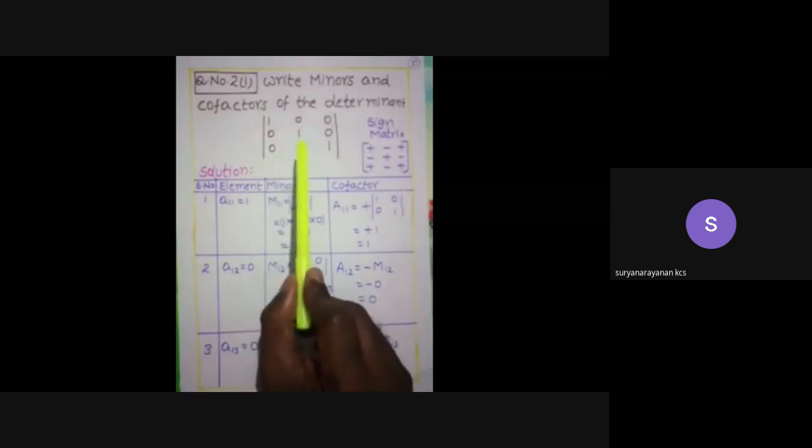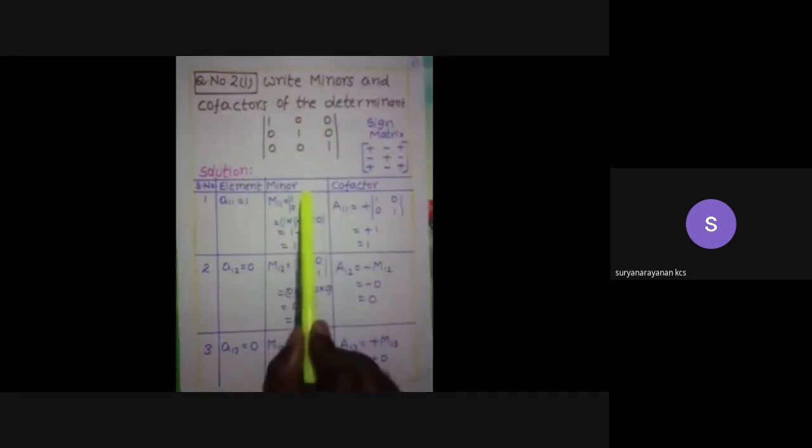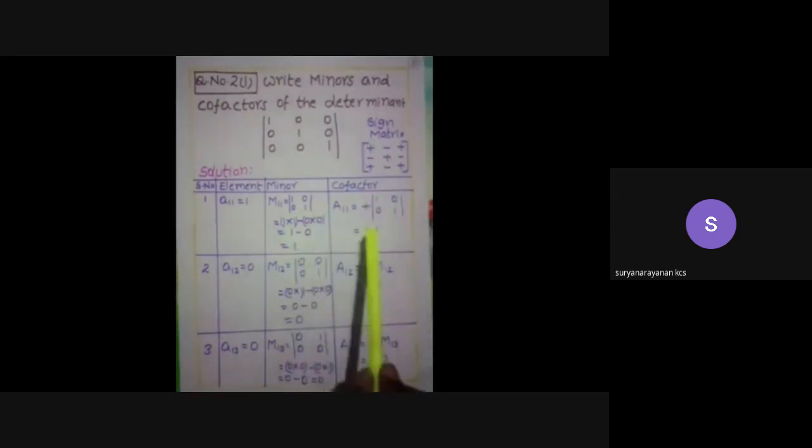Close the first row and first column. What is the submatrix left? 1 0 0 1. We have to find its determinant. Then we get here 1. Now cofactor. What is the sign here? Keep here plus. And what is the minor here? Write its minor. That's all. It is a cofactor of the element 1. Is it clear, my children?